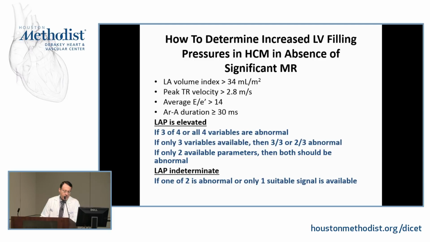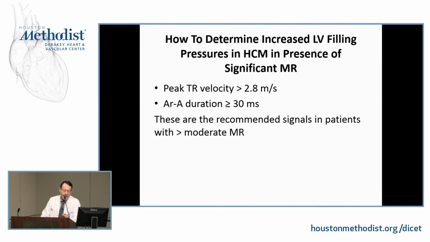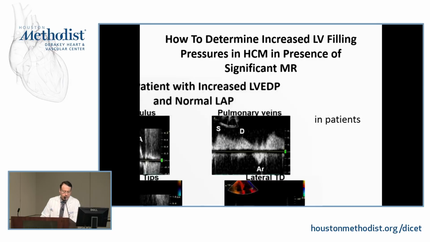If only 2 parameters are available, both should be abnormal. If they take you in opposite directions, that's indeterminate. So it's more of a common sense approach, but be more selective of which signals you consider. If there is MR, then look at the peak TR and AR velocity. Why the pulmonary vein late diastolic velocity? It's because mitral regurgitation affects early diastolic signals, but not late diastolic signals.